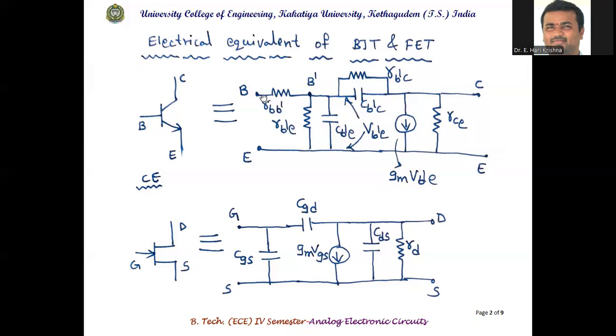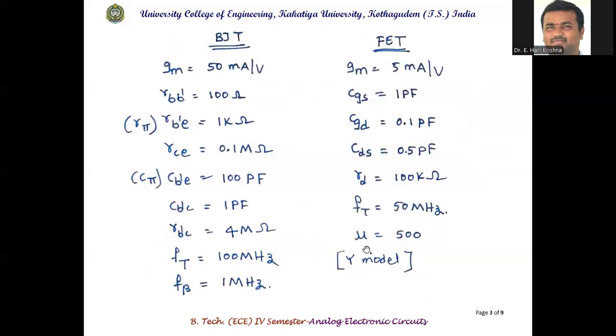And the other elements are the base spreading resistance RBB', RB'E, RB'C, RCE, and the dependent current source. This is the electrical equivalent circuit of the BJT. Similarly, in the case of FET, for every two terminals there is a capacitor: CGS one capacitor, CGD one capacitor, CDS one capacitor, plus the internal drain resistance and the dependent current source, gm VGS.